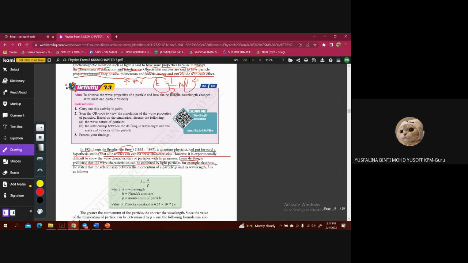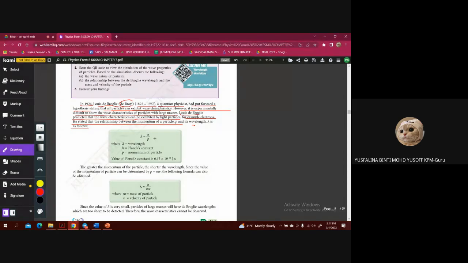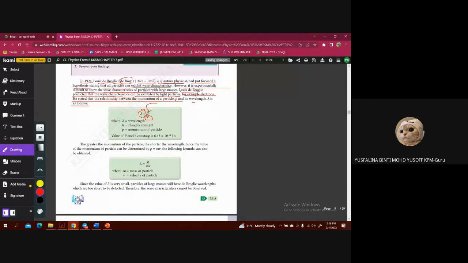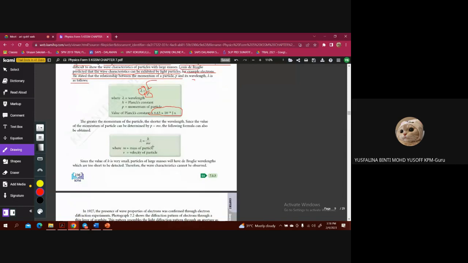So for example, electrons. He stated the relationship between the momentum of the particle and the wavelength lambda as follows: lambda equals h over p. Lambda is the wavelength of the light or of the particles, h is the Planck constant, and p is the momentum. We just replace p with mv, because momentum is mass times velocity, so lambda equals h divided by mv.